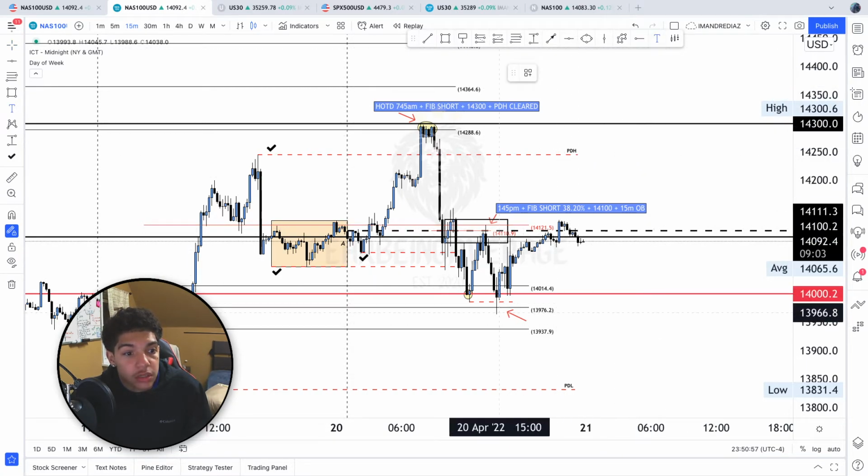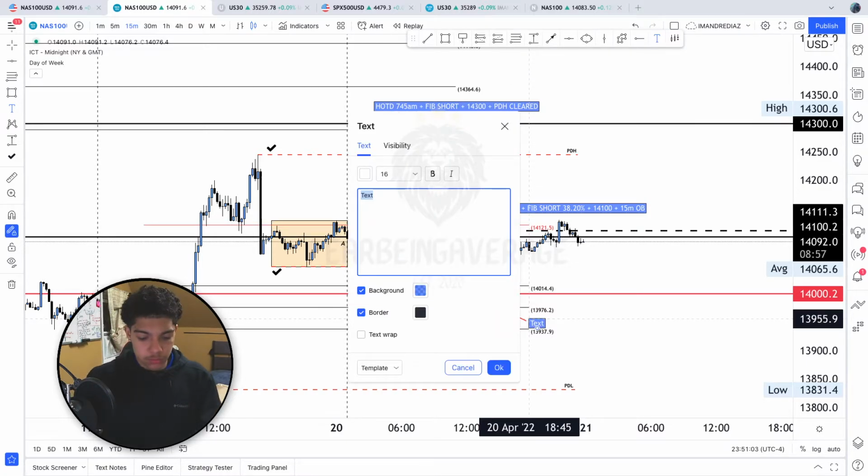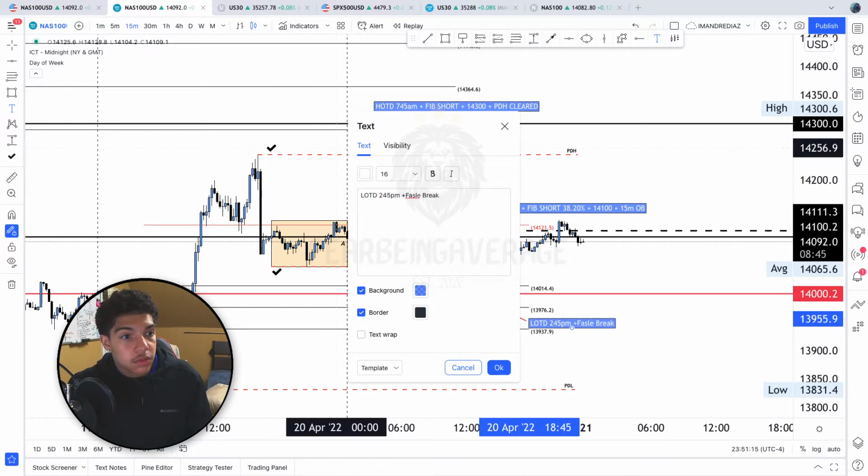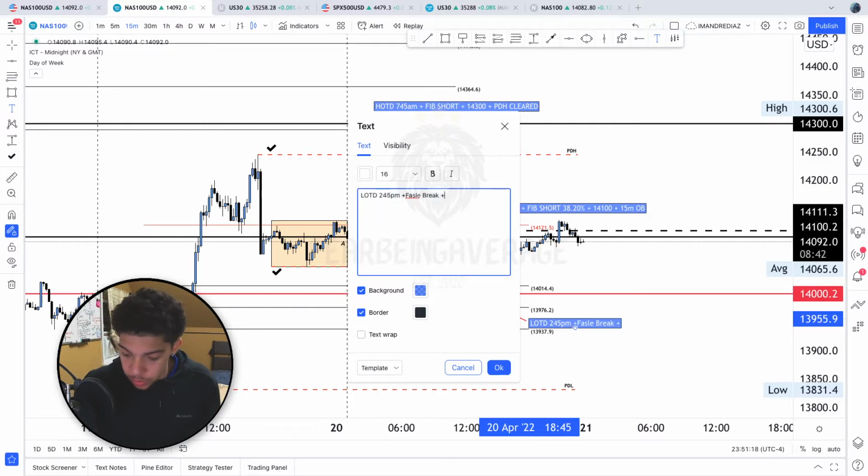So let's annotate this. And at what time? 14:45, which is about 2:45. So we have the low of the day at 2:45 p.m. after having a false break of that short-term low to our left. We traded into the 14,000 big figure level and also had the rejection of a fib long, just like that.